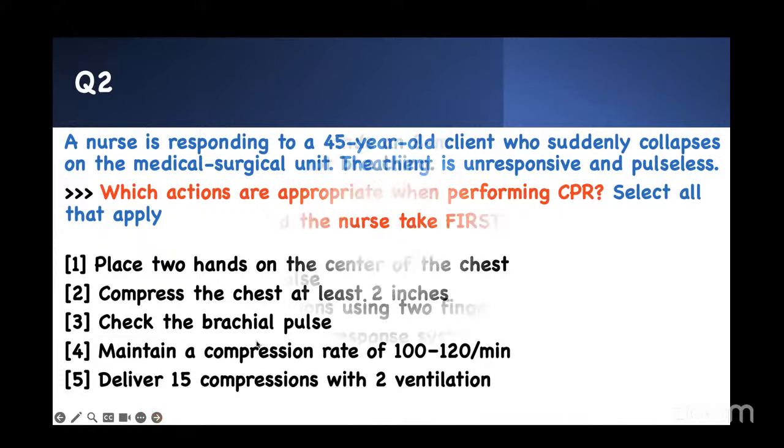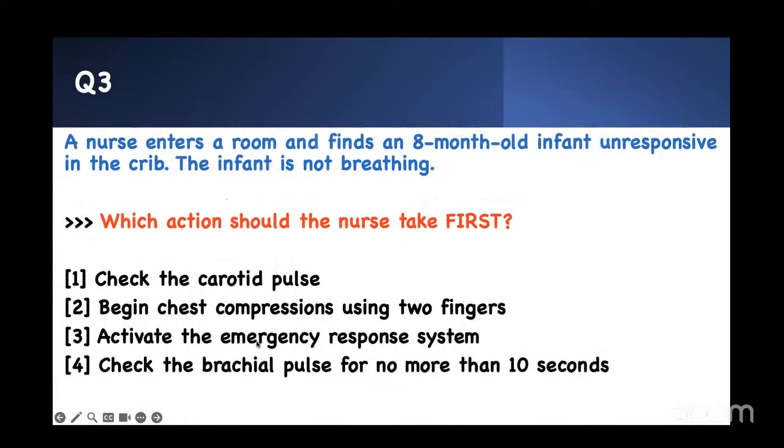Now, this is a prioritization question. Which action should the nurse take first? A nurse enters a room and finds an 8-month-old infant. Less than 1 year old. It's an infant, unresponsive, not breathing, right? Basically, they tell you there's no responsiveness. That's a clue that the kid is not doing well. Which action should you take?